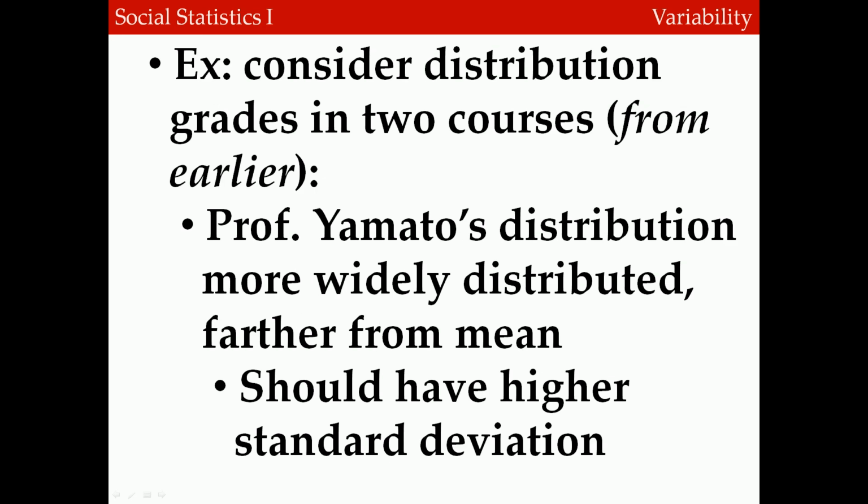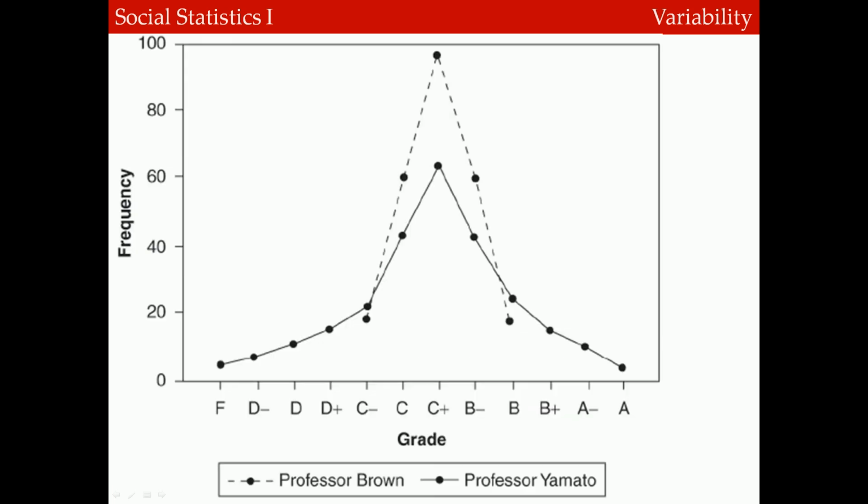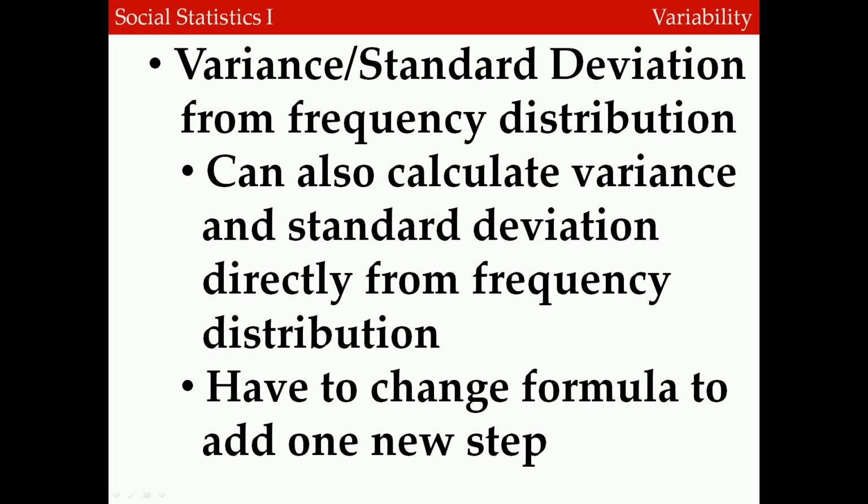Let's consider again those 2 grade distributions that we saw earlier in the lecture, one from Professor Brown and the other from Professor Yamamoto. Remember that Professor Yamamoto's distribution was more widely distributed around the mean, and therefore it should have the higher standard deviation. So if we refer back to the figure, we can see that Professor Brown's distribution is more narrowly clustered around the value of the mean, and therefore Brown's distribution should have the lower variance and standard deviation.